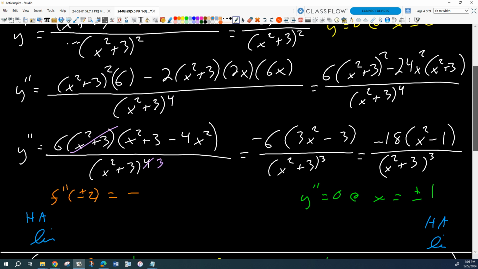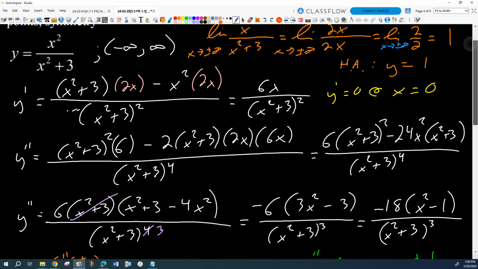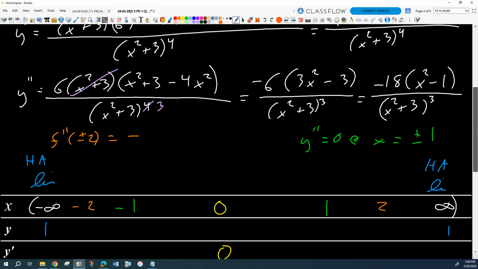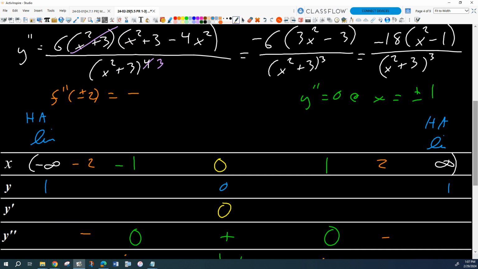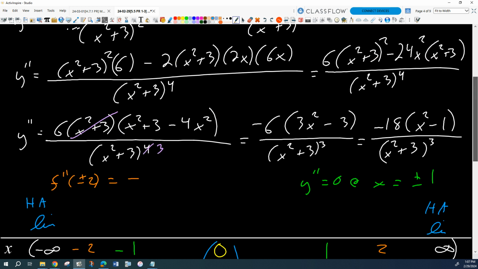I mean, we could get some values. What if we just plugged in some points? What's the value of the function at 0? 0, right? So we get the point (0, 0). How about at 1? 1/4. Okay, and at negative 1? 1/4. There you go.